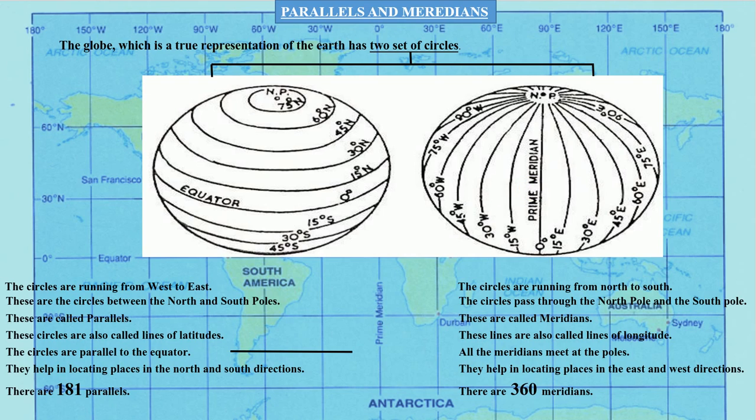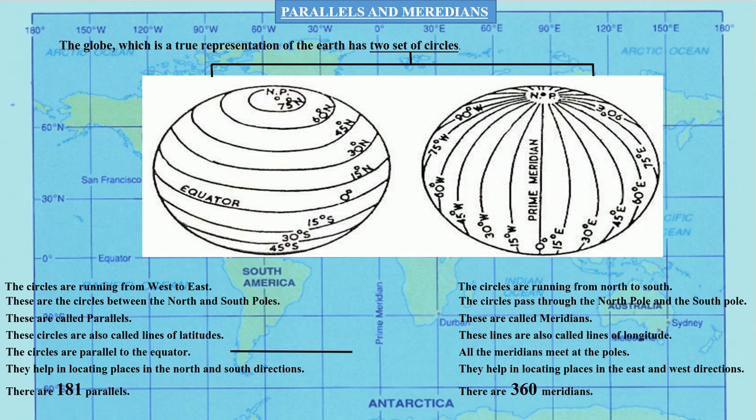So we will be discussing the number of meridians and the number of parallels. We will be discussing the parallels in detail and the meridians in detail. Okay, let us revise these things again. The globe, which is a true representation of earth, has two sets of circles.